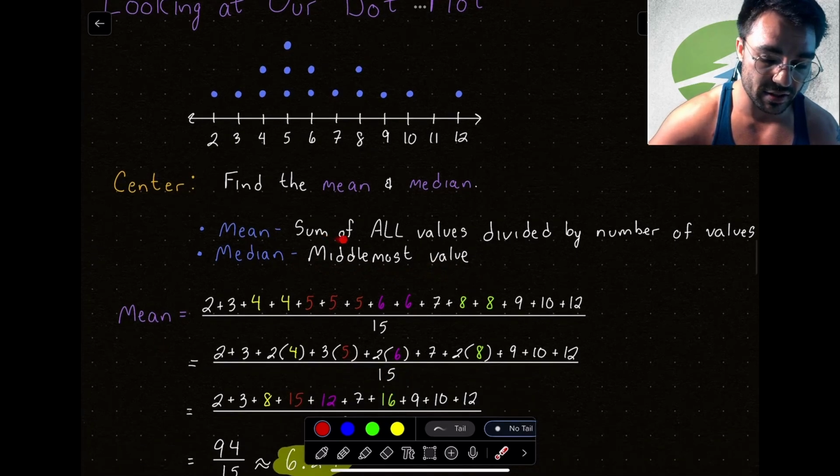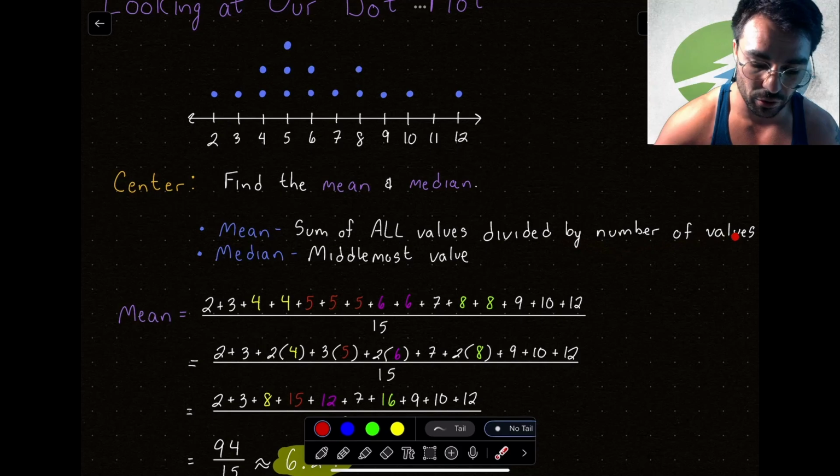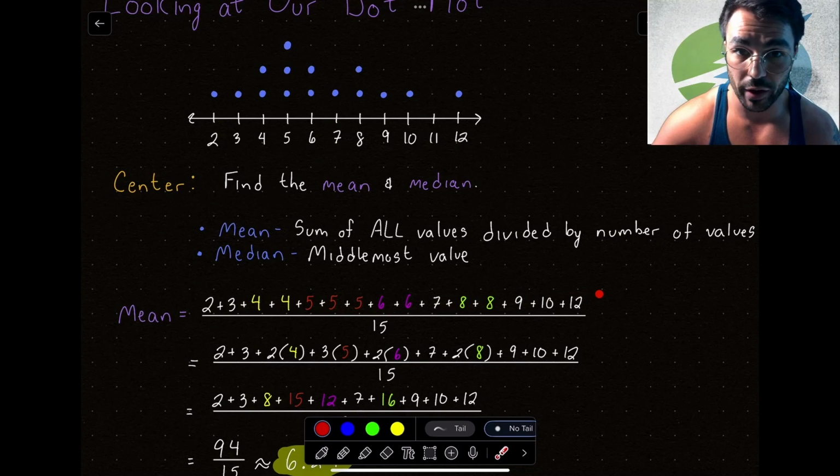So the mean, again, is the sum of all values divided by the total number. These are all the values we are given. We have them all added up here in the numerator. And then in our denominator, we're dividing by 15 because there's 15 in total.